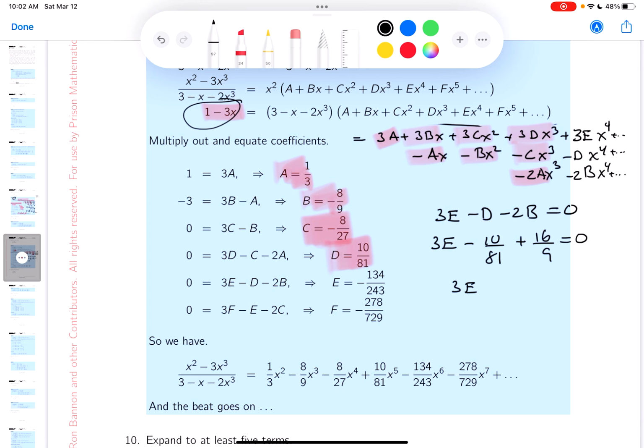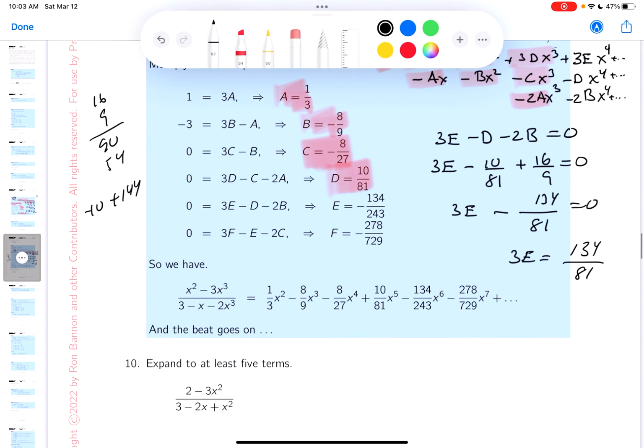3E, well, certainly 81, I mean, right? And 9 times 16, 90 and 54, 144, minus 10 plus 144 is minus 134. Let me just get my eraser out. Need it up a little bit. Equals 0. So 3E equals 134 over 81. That means E.